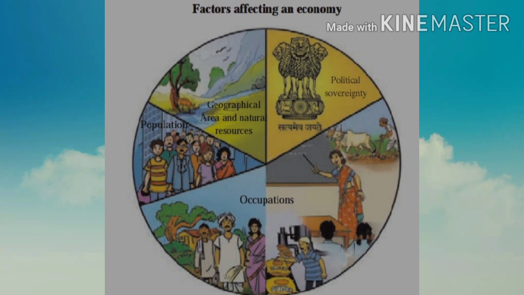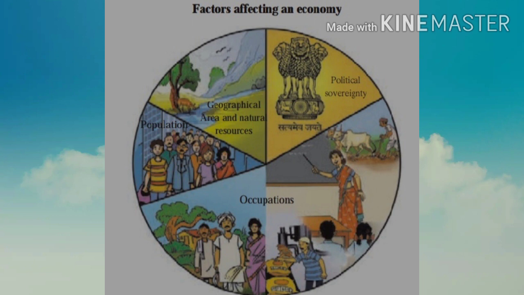The countries where the tertiary services or tertiary sector has an important role, these countries are called developed countries like European and American countries, whereas India is an underdeveloped country because most of the people in India are engaged in a primary or secondary occupation.